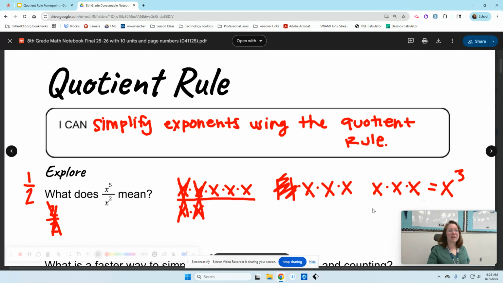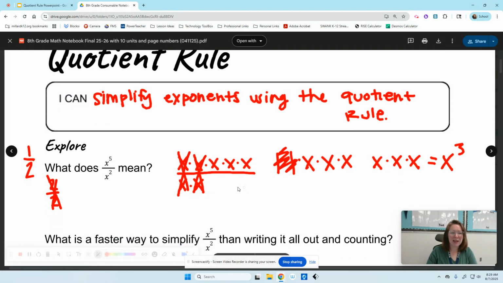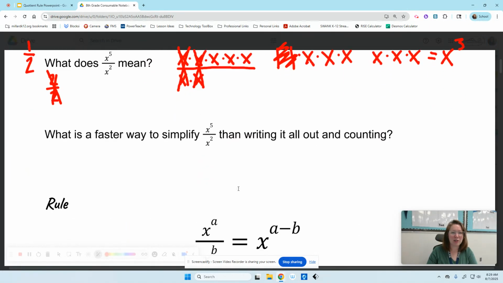So then it's going to ask, well, what is something quicker we could have done instead of all that work, writing it all out, seeing what is on top and bottom that you can cross off? What's a faster way to simplify than that? Well, how do we relate 5 and 2 to each other? To get a 3, we subtract 5 minus 2. So we can write subtract. 5 minus 2 equals 3, and that would tell us our exponent.